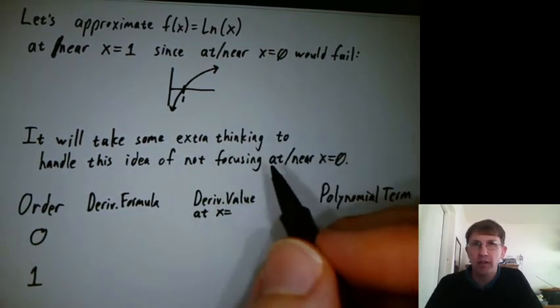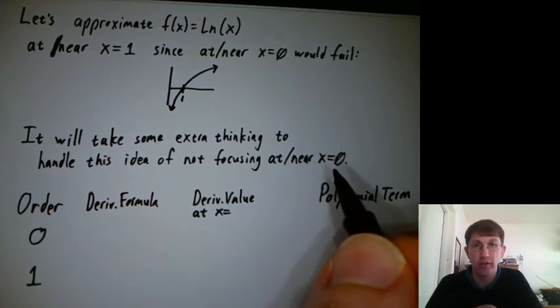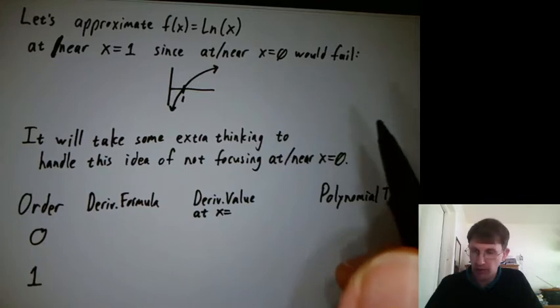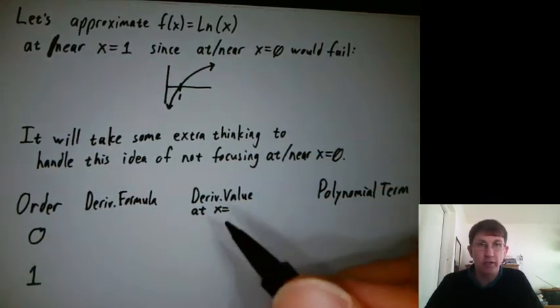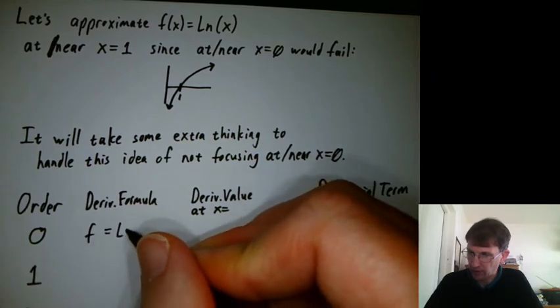It'll take some extra thinking in just a minute to handle this new idea of not focusing at x equals 0. So we'll have to think about that when we get to it. So let's make the same table as before. At order 0, we just have f, which is log x.